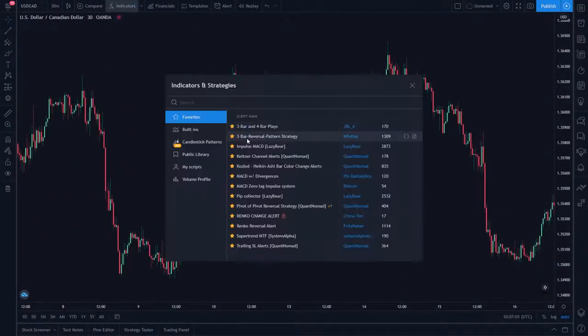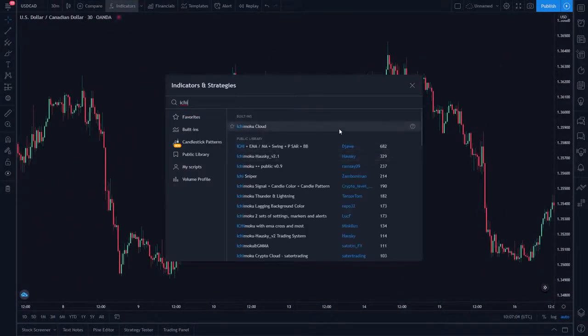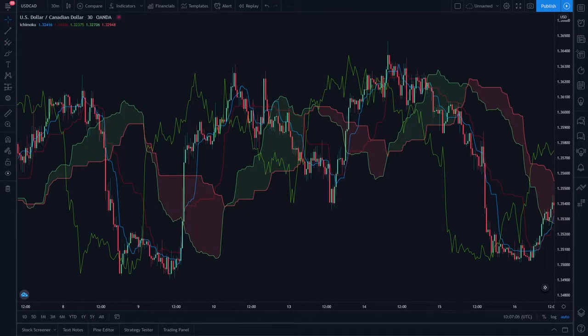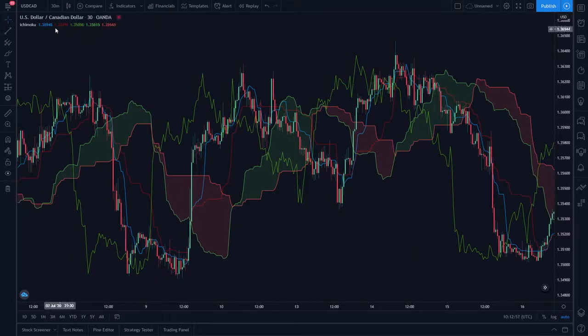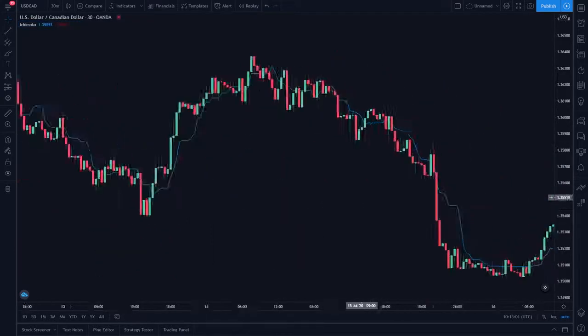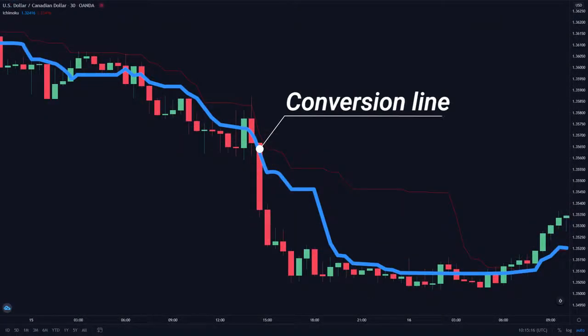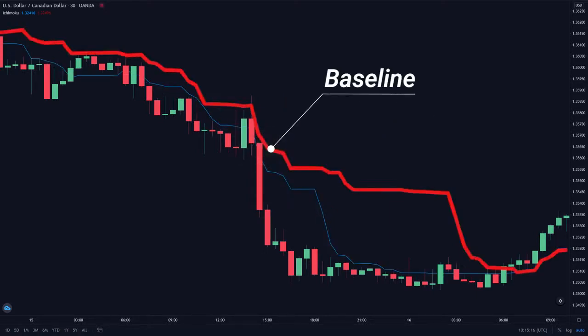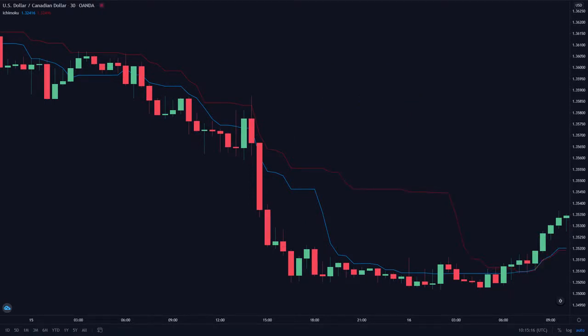So if you search Ichimoku indicator on TradingView, you'll get this, a bunch of messy lines. At first glance, the Ichimoku indicator may look messy and complex, but it's actually very simple once you know how to use it. So let's break down the parts. To make it simple, I'm disabling all the parts except the conversion line, which is also known as the Tenkan-sen, and the baseline, which is also known as the Kijun-sen. These two lines act very similar to a moving average crossover.